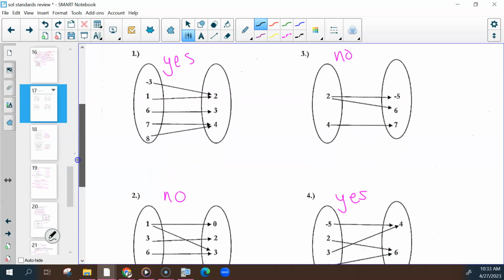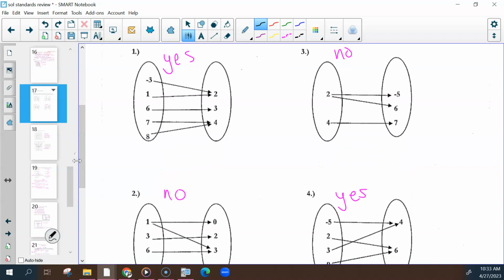A cannot be done in Desmos. This is something you have to know. So whether it's a function or not, you have to know that. So 1 was yes, 2 and 3 were no, 4 was yes. Questions on any of those?